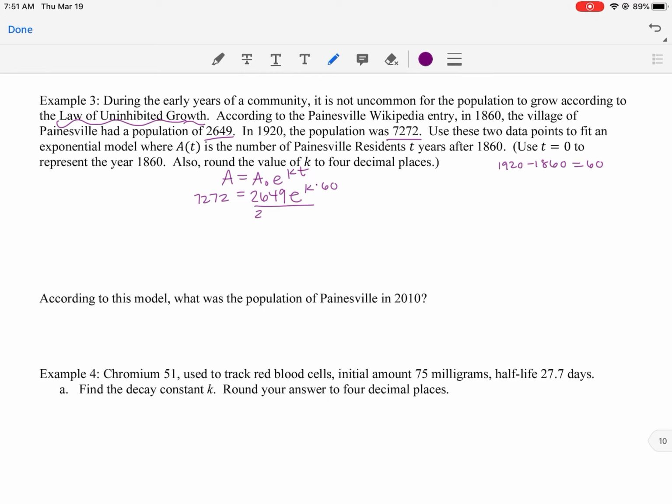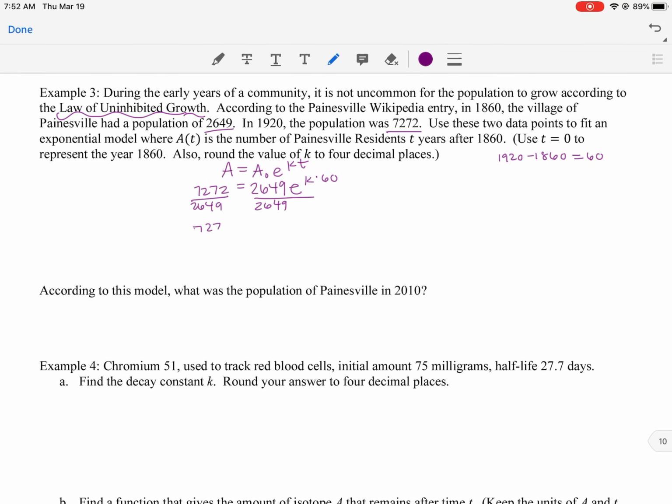So let's think about solving for k. Let's divide both sides by 2649. I would probably leave it as a fraction. If you start rounding too early on, these answers do become drastically different. So let's leave that as 7272 divided by 2649 equals e to the k times 60. At this stage, we want to get k out of the exponent. The way we do that is we take the natural log of both sides. So we get natural log of 7272 over 2649 equals k times 60.